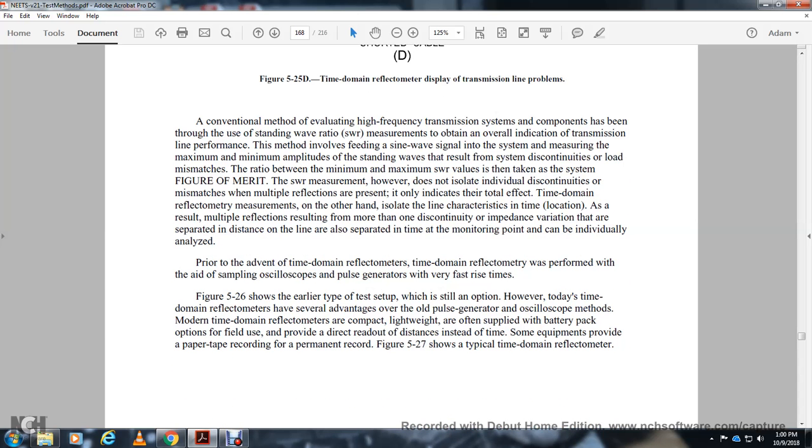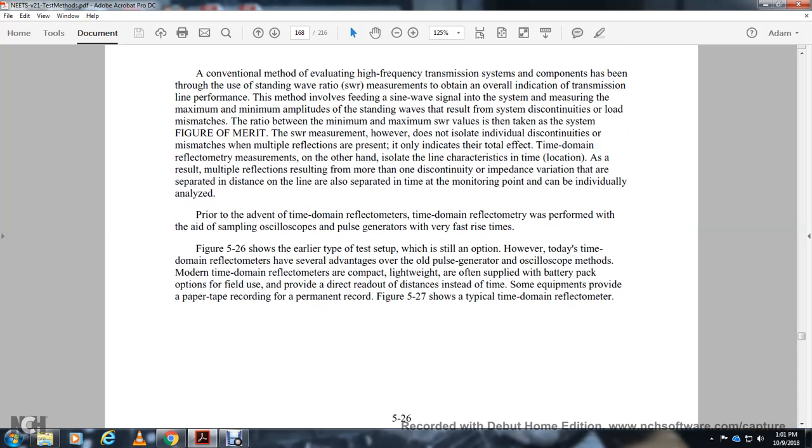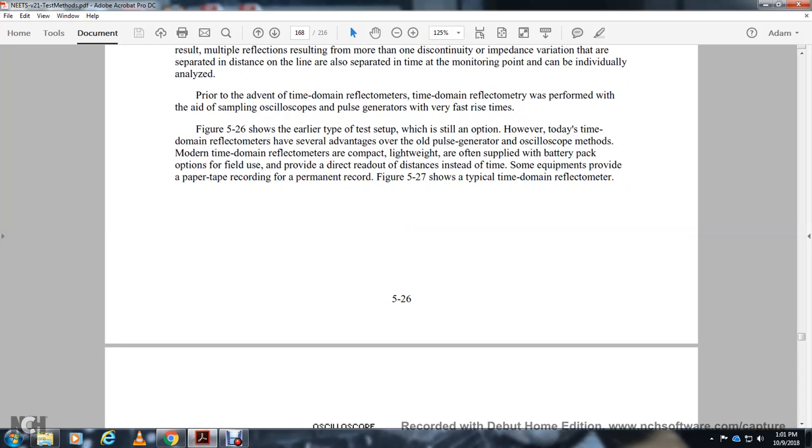Previously, time domain reflectometry was performed with the aid of a sampling oscilloscope with pulse generators of various fast rise times. Figure 526 shows the earlier type of test setup, which is still in use. However, today the time domain reflectometer has several advantages over the old pulse generator and oscilloscope setup. It is compact and lightweight, with a battery pack option for field use, and provides a direct readout of distance instead of time. Some equipment provides a paper chart recording for a permanent record. Figure 527 shows a typical time domain reflectometer.